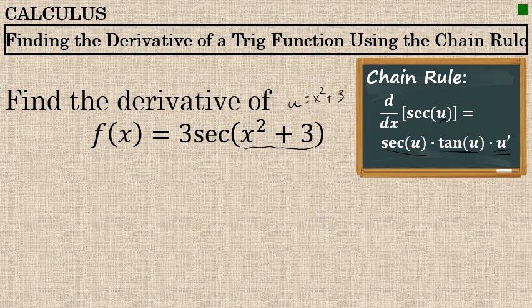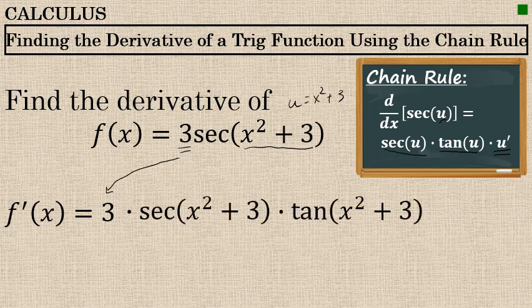Let's begin. So the derivative of f of x is going to begin with a factor of 3. If there's a constant in front of the secant, that's just going to be carried along when we differentiate. It's called the constant multiple rule. The 3 will not change. Now, we will multiply by the secant of u and the tangent of u. So the secant of x squared plus 3 times the tangent of x squared plus 3.